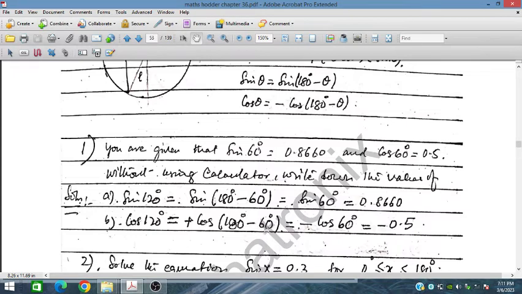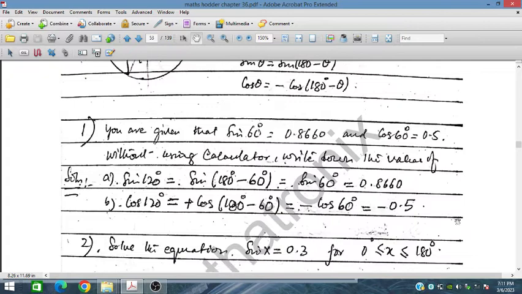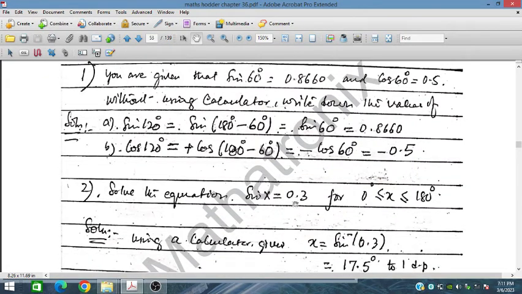180 degree minus 60 degree is equal to minus cos 60 degree, and cos 60 degree value is 0.5. So in place of this we will place 0.5 and this negative sign from this side here. Now calculate the equation sin x is equal to 0.3 for 0 to 180 degree.